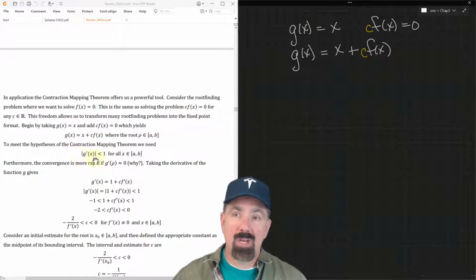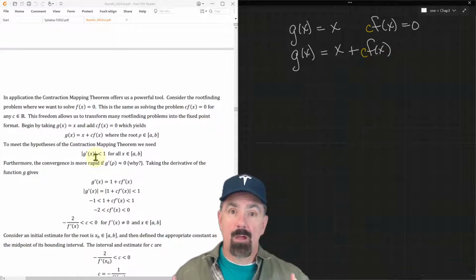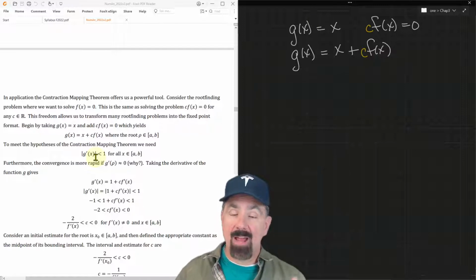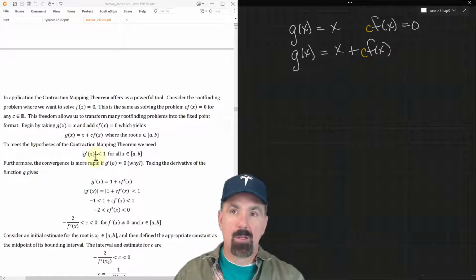Because what we need is to bound the magnitude of the rate of change of the g function by 1. We need something that's less than 1, because if we have that, then we have one of the powerful results in any mathematics, which is guaranteed success. What the contraction mapping theorem tells us is, if we can meet this condition for g, then we are guaranteed to have a fixed point, and more importantly, we are guaranteed to have a unique fixed point. So that's the motivation behind why we want this to happen. And what we want is for the rate of change to be close to 0.